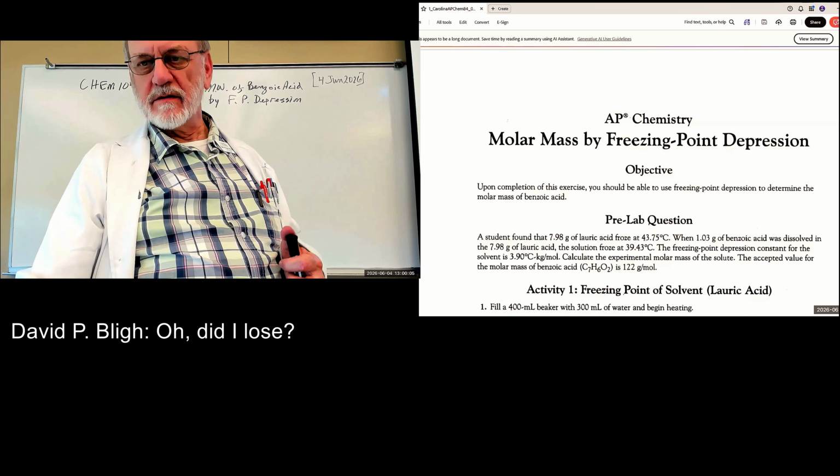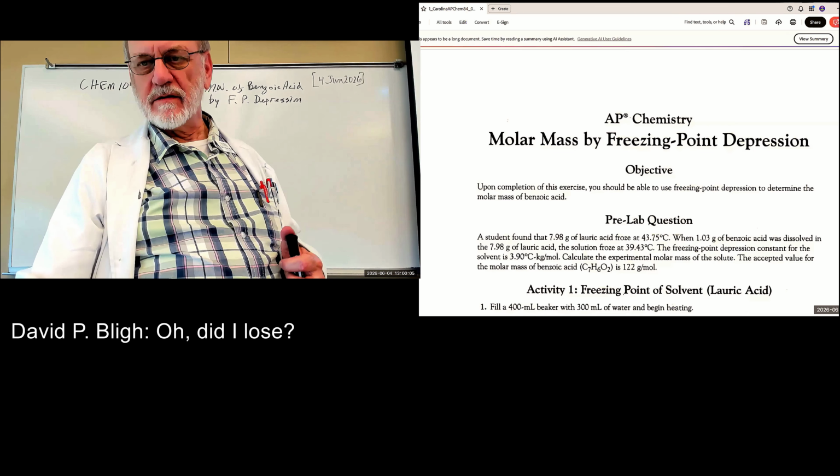So the whole idea, if we're going to determine the molar mass of any compound, we need to know two things. We need to know its mass, and then how many moles that mass represents. So we've got to do the mass and the moles. The mass is easy because we're going to weigh out some of it when we put it into the mixture and determine the freezing point. The moles is where we're using this concept, freezing point depression.